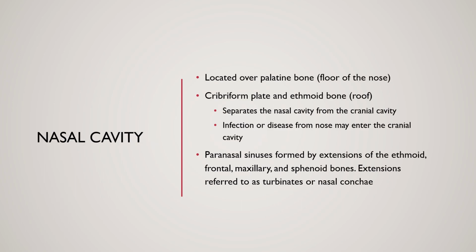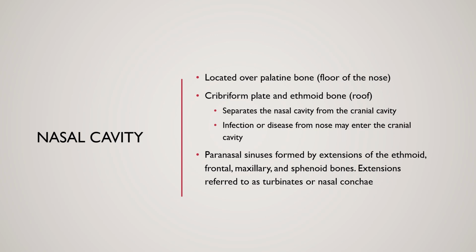All right, moving on to our nasal cavity. This is located over the palatine bone, which is the floor of the nose. The cribriform plate and ethmoid bone are going to form the roof. These separate the nasal cavity from the cranial cavity. Infection or disease from the nose may enter the cranial cavity. That is a little bit of a clinical significance that we need to know regarding the cribriform and ethmoid plates.